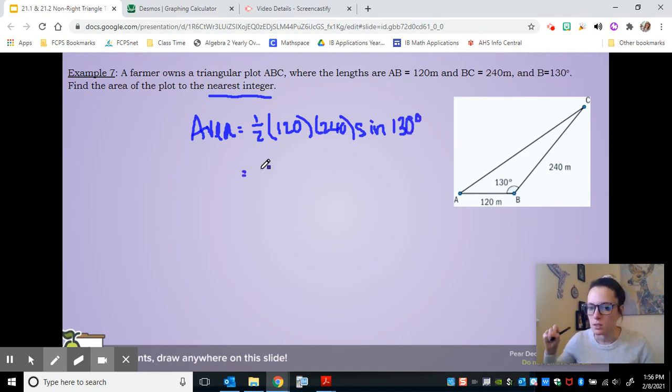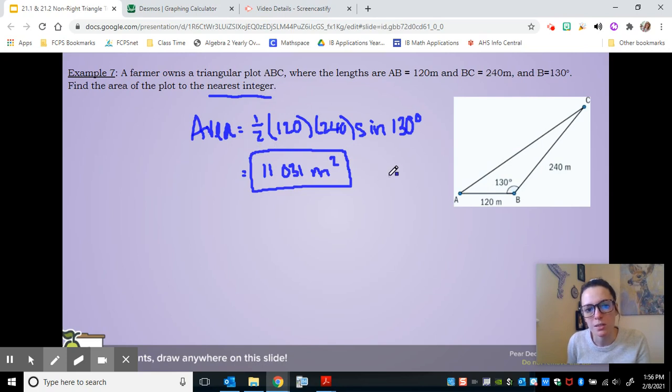And the nice thing about this, especially compared to the sine rule and the cosine rule, is there's no extra steps. Once you have everything plugged in, you go to your calculator, you input all of this, and you get, in our case, 11,031 square meters. Throwing sig figs out the window because they wanted it to the nearest integer.